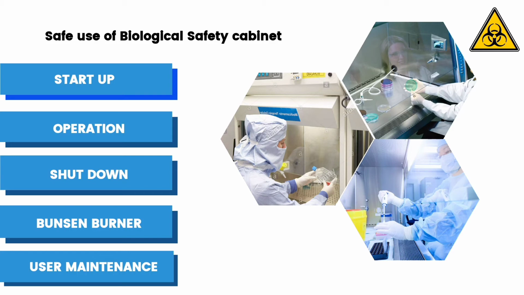Safe use of the cabinet by the user, that is, user maintenance. Verify the equipment for alarms and airflow measurements. Replace filters once in every 3 months. Replace the UV lamp once in a year.